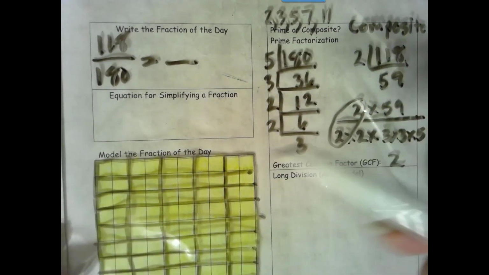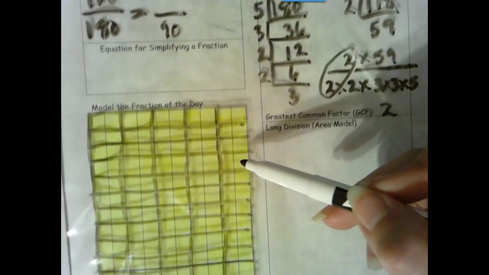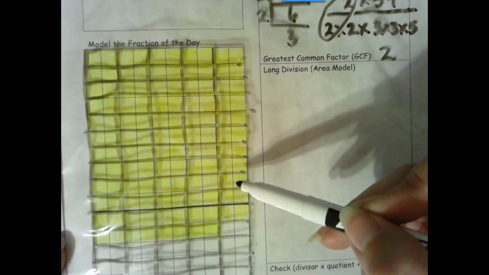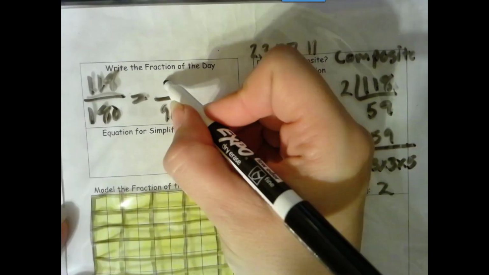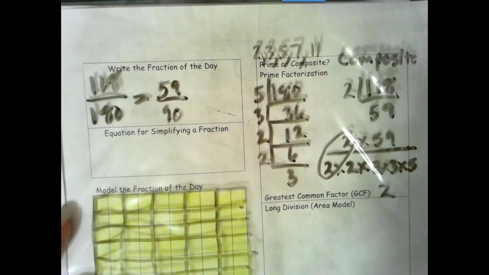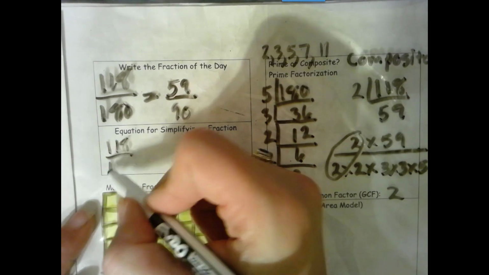Alright, now let's count up our total groups of 2. The way I made my groups, I have 5 in each row, so I'm going to count by 5s. 5, 10, 15, 20, 25, 30, 35, 40, 45, 50, 55, 60, 65, 70, 75, 80, 85, 90 total groups. We have 5, 10, 15, 20, 25, 30, 35, 40, 45, 50, 55, 56, 57, 58, 59. Alright, we've proven our division with our model.